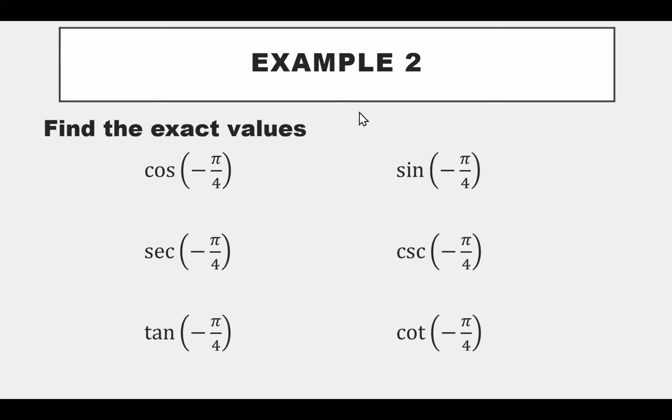We could do that same procedure for any angles on the diagram or any angles which are coterminal to the angles on the diagram. So why don't you try to push pause on this video and come up with the cosine and sine and secant and cosecant and tangent and cotangent of angle negative pi over 4. In a couple of seconds, I will show you how this is done.